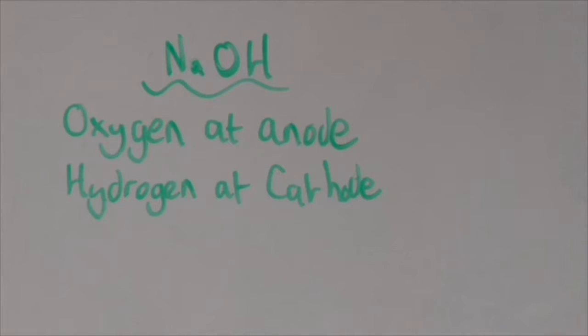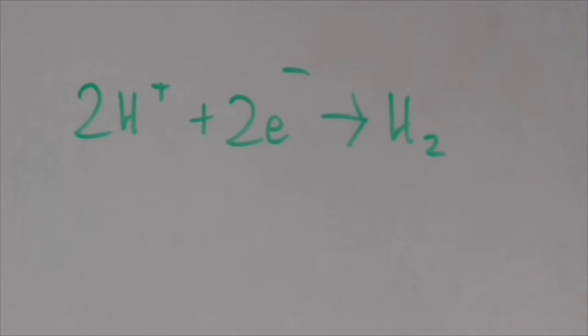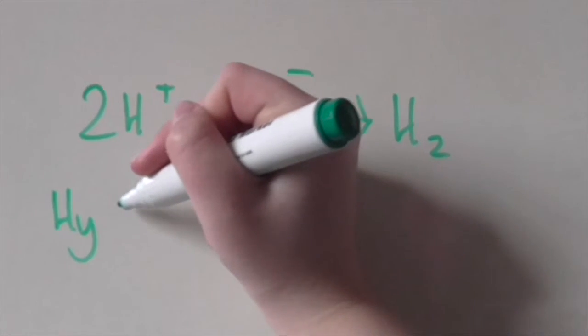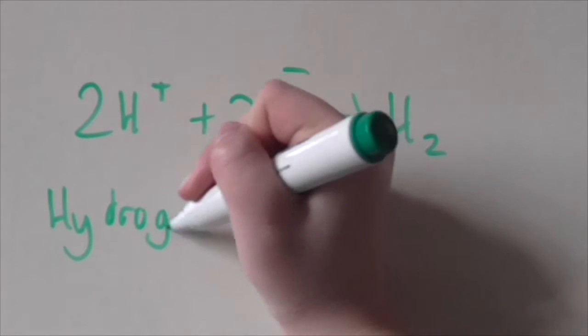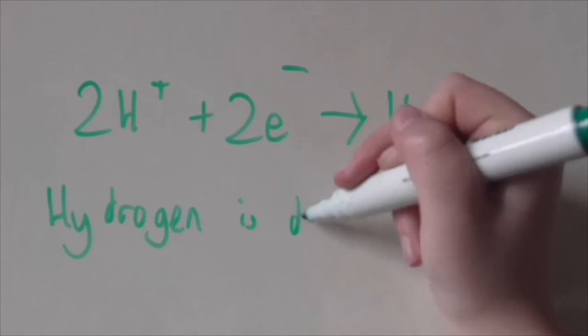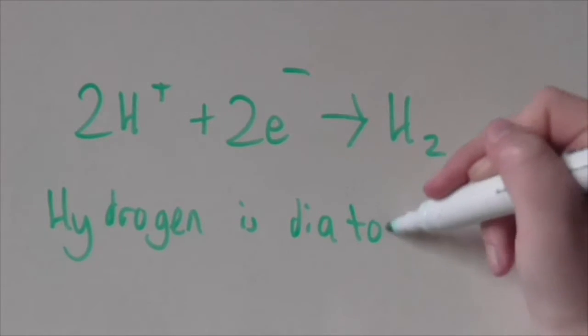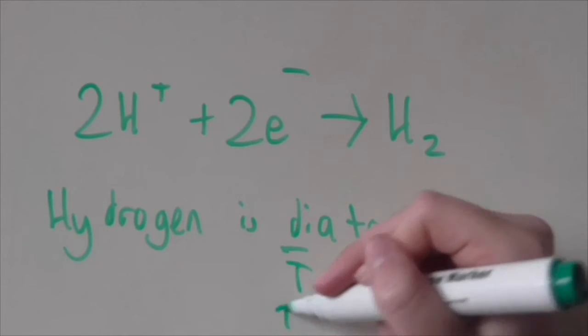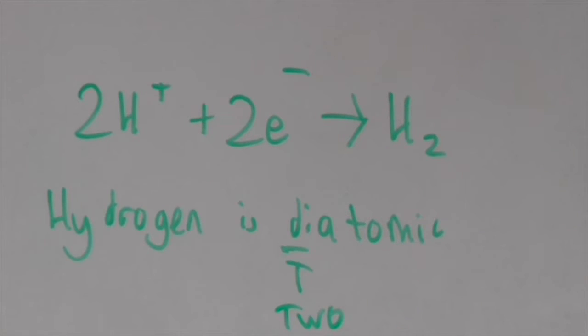You know the half equations for these electrolysis cases. At the cathode, it is 2H+ + 2e- turns into H2, hydrogen. The reason that it is 2 is because hydrogen is diatomic, so it prefers to have 2 atoms bonded next to each other. This is something you're just going to have to accept and remember, unfortunately, but hey, whatever. Also, the e- stands for electrons.